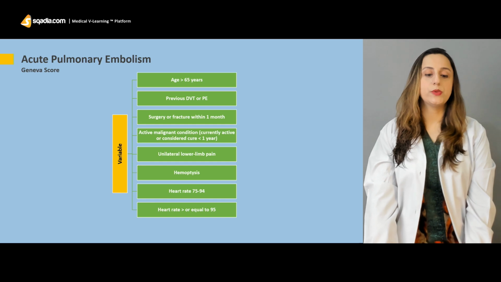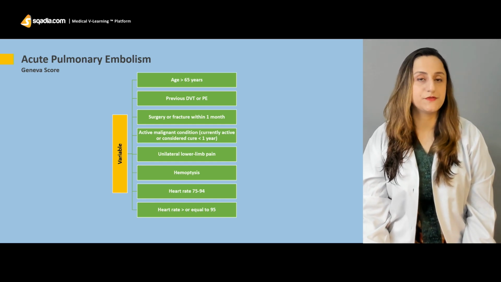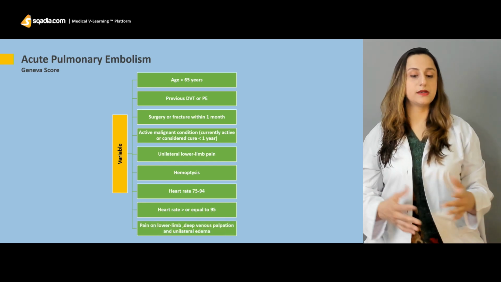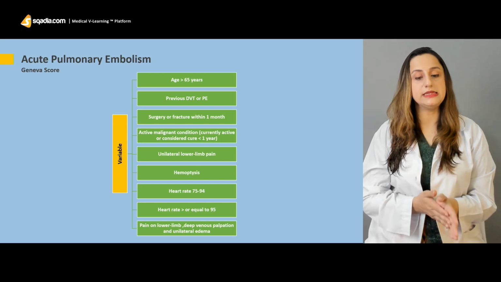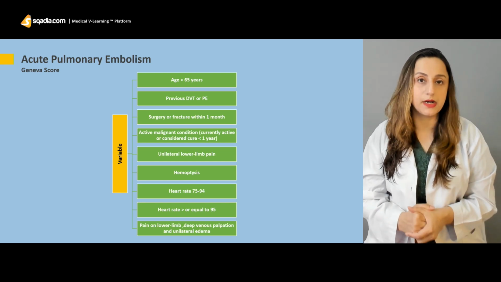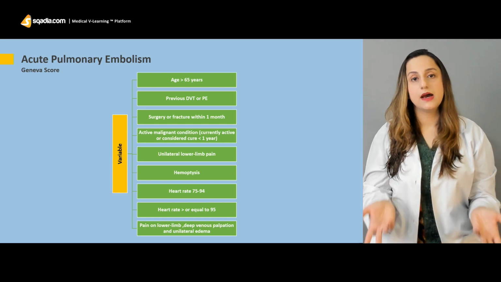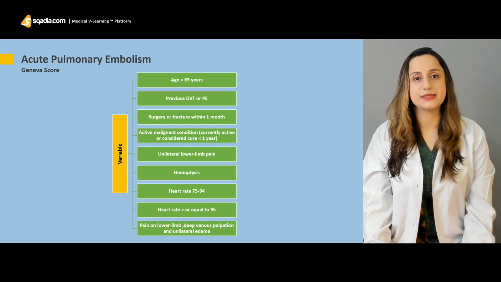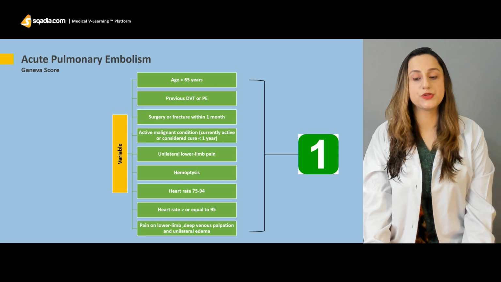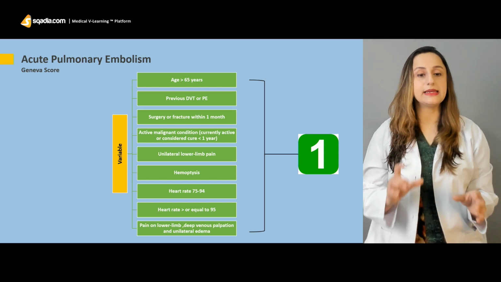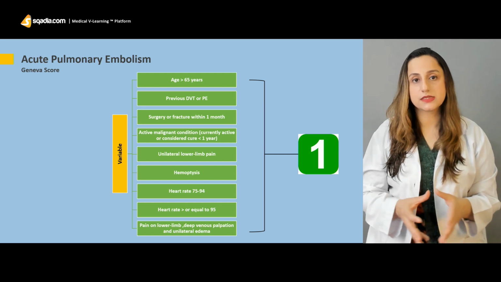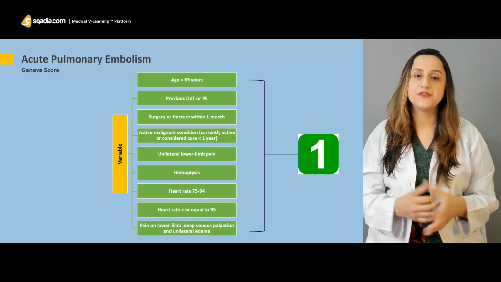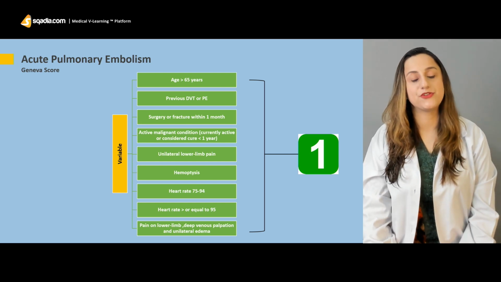And moving on, we have a heart rate of more than or equal to 95, which again counts towards the Geneva score. Pain in the lower limb, and then we have deep venous palpation or unilateral edema on either side of the limbs. That can again be quite diagnostic for pulmonary embolism. All of this basically counts up to a score. Any of these factors is basically scoring a 1, and a score of more than 6 is basically referring to the fact that the patient is suffering from pulmonary embolism.